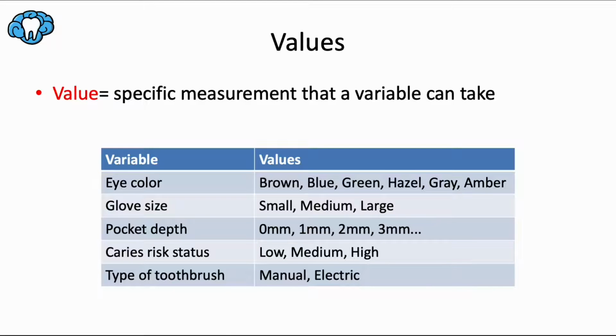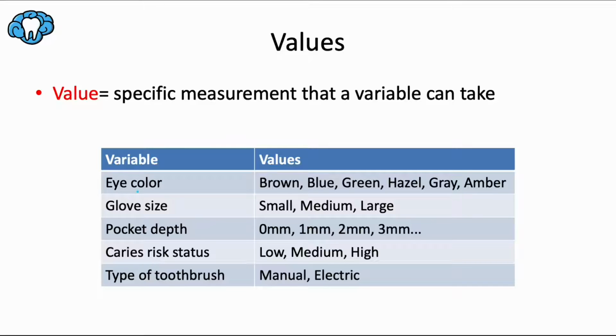I do want to clarify and distinguish between a variable and a value. Stated simply, variables have different values. A variable is a characteristic that can change within a study, while a value is a specific measurement or description that a variable can take. Here's a table filled with examples to help solidify this concept. And you'll notice each variable has many possible values.